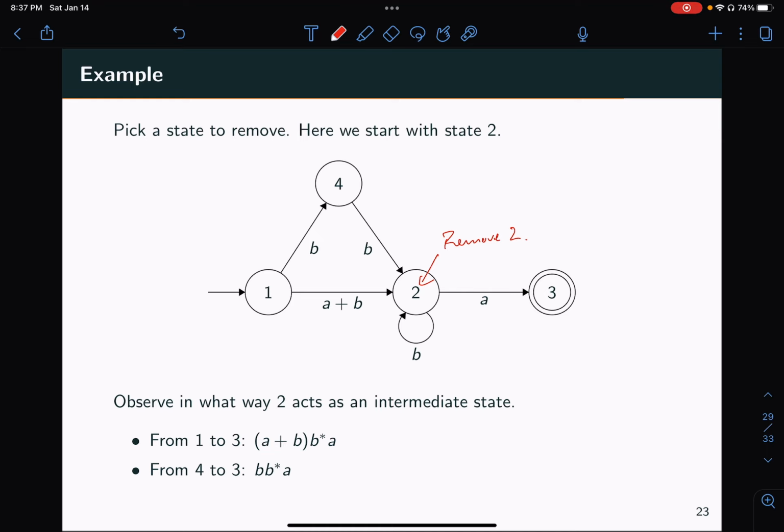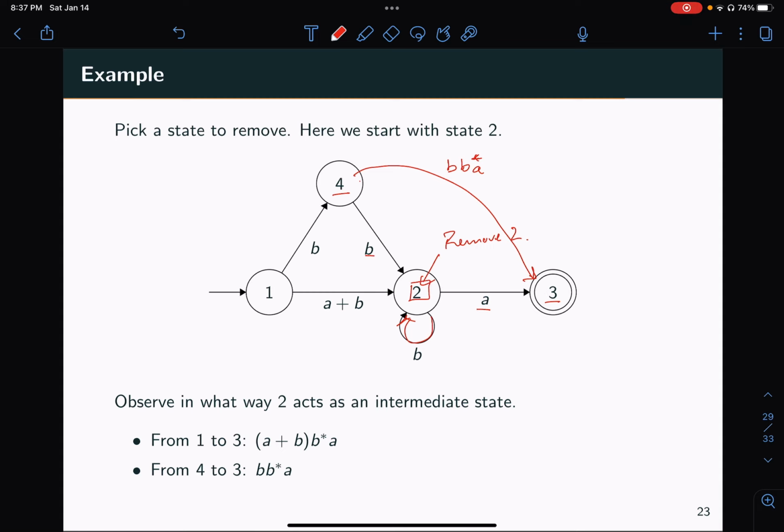So in what way does 2 act as an intermediate state? Well, we can see here that 2 allows 4 to get to 3 by reading B, any number of B's, and then A, right? So to go from 4 to 3, I can use 2 by reading a B, then by reading any number of B's, and then by reading an A. The other thing that 2 allows me to do is that it allows me to go from 1 to 3, right? So it allows me to do that by reading either an A or a B, then by reading any number of B's, and then by reading an A.